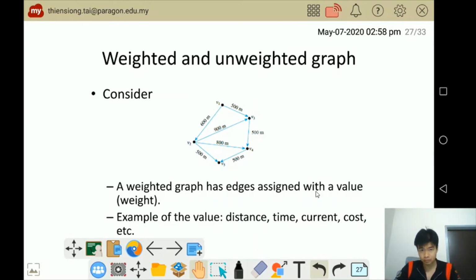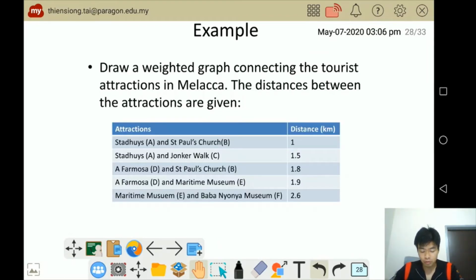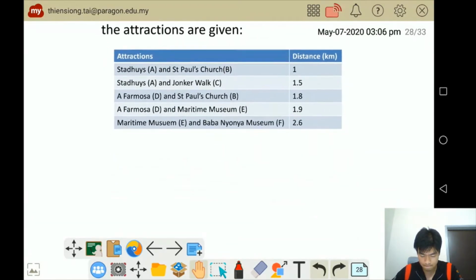All right, so let's take a look at an example of a question that comes up with the weighted and unweighted graph. The first example: draw a weighted graph connecting the tourist attractions in Malacca. The distances between the attractions are given. First we have to determine how many attractions there are, and hence how many vertices we need to draw. A, B, C, D, E, and F. 6 vertices, which I'm going to mark down.